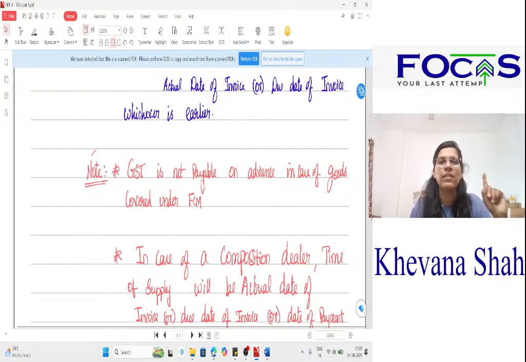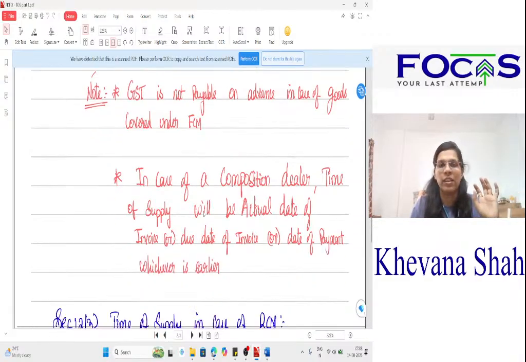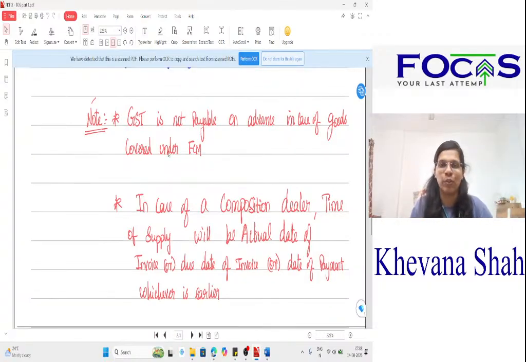Now GST is not payable on advance in case of goods covered under FCM. If you have any forward charge mechanism wherein GST is payable under FCM, and you have received any advance for the goods, then GST is not payable on that amount. It will be calculated only on the final amount.